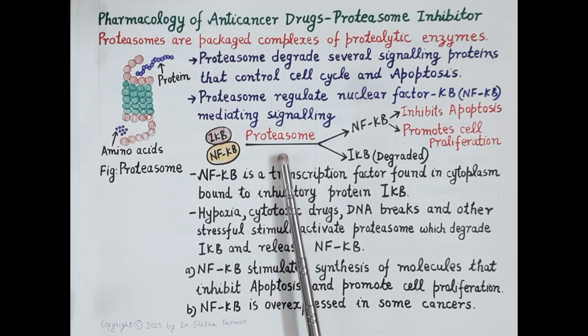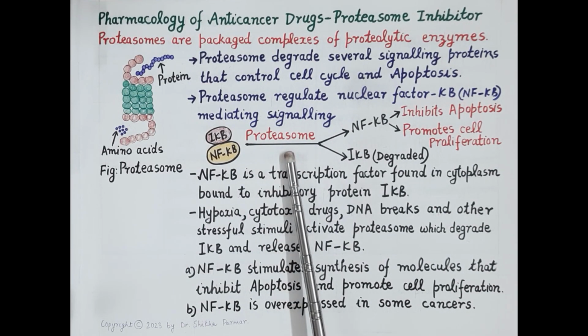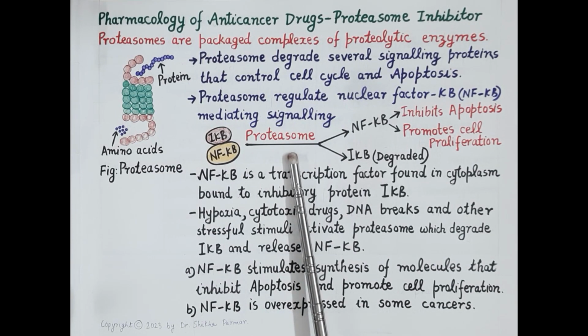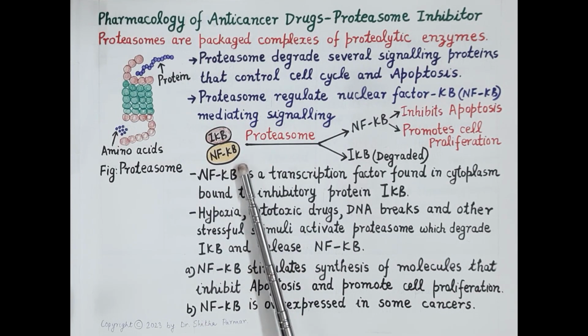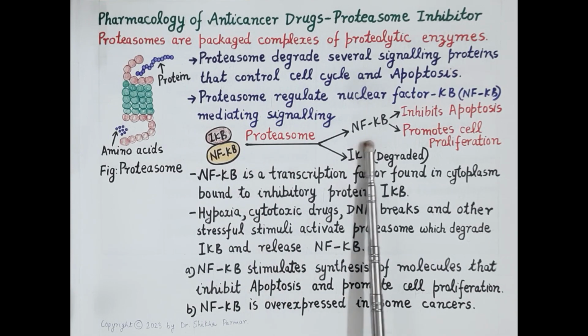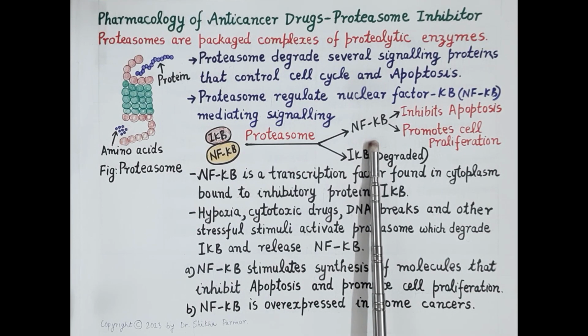Now, proteasome inhibitors will inhibit this proteasome, and they will prevent all the activities of proteasome. So, nuclear factor kappa B will not be released. So, mutated abnormal cells will undergo apoptosis. So, this will stop the cell proliferation, and this will further stop the growth of cancerous cells.